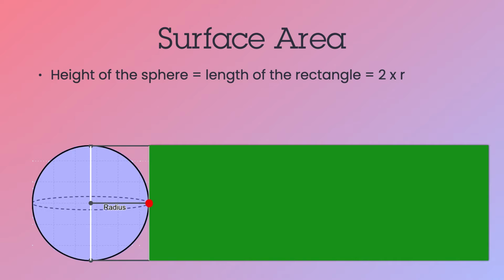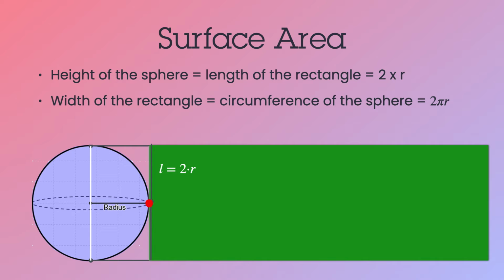So the height of the sphere is going to equal the length of the rectangle. So we've got one radius up to the top, one radius to the bottom, and that is the height of the rectangle also. We'll call it length, but it's 2 radii, so 2 times r. Then the width of the rectangle is actually the circumference of the sphere. Watch the red dot as it moves around the sphere and also simultaneously down the length of the rectangle.